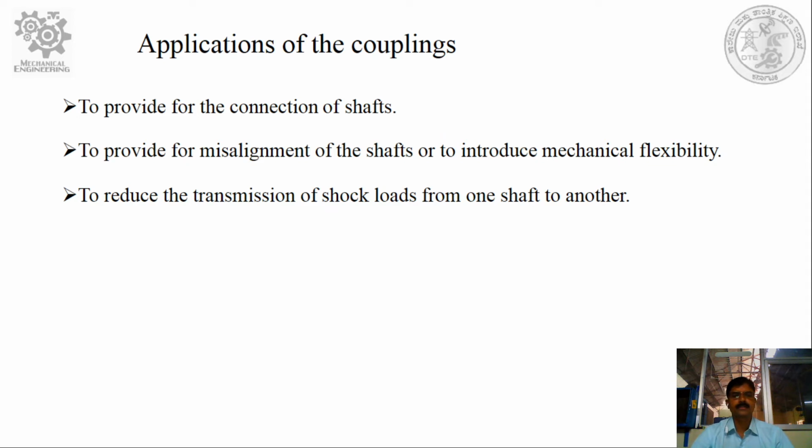To reduce the transmission of shock loads from one shaft to another shaft. In case of joining an IC engine and a generator, the IC engine produces a lot of shock and vibrations, but the generator runs very smoothly. To protect the bearings and other accessories in the generator, we are going to use the coupling to absorb the shocks and not transmit them from the engine to the generator. To introduce a protection against the overloads, we are also going to use couplings.